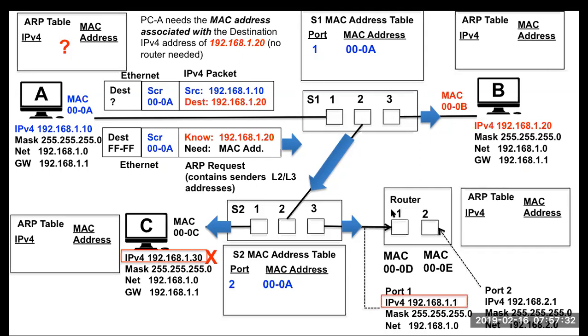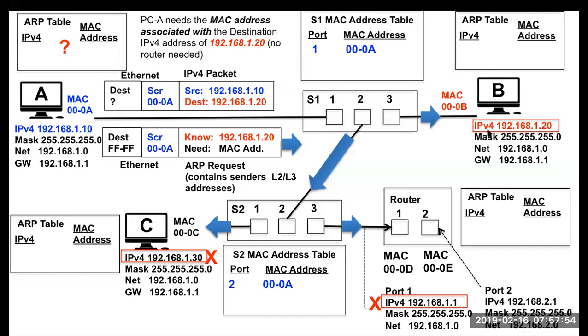The router also receives it on its NIC card here, on its port 1, and compares the target IPv4 address with its own IPv4 address and goes, no, that's not me. Now, routers will not forward broadcasts, right? So it will not go out this other port.